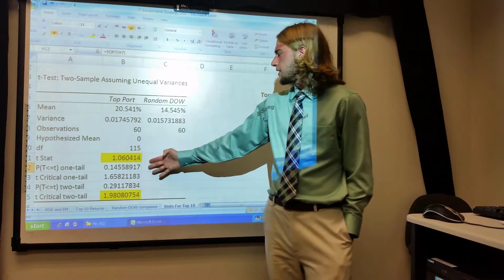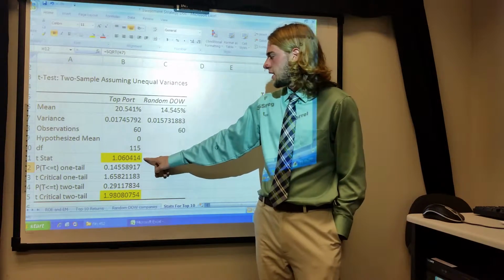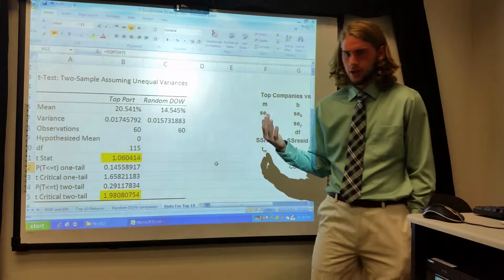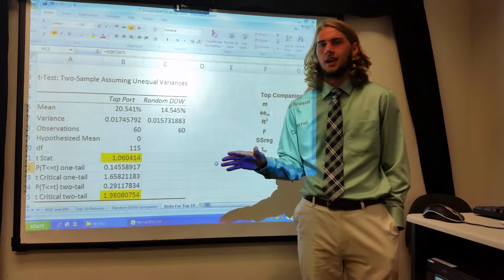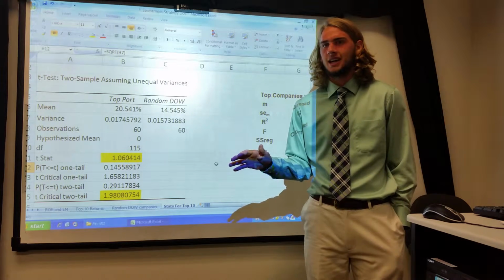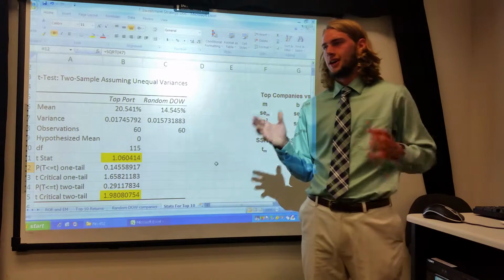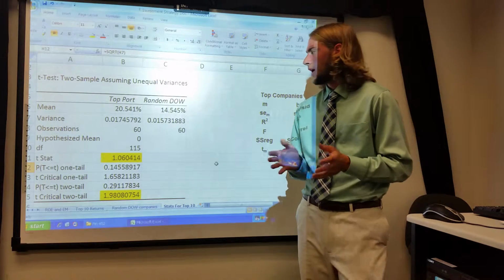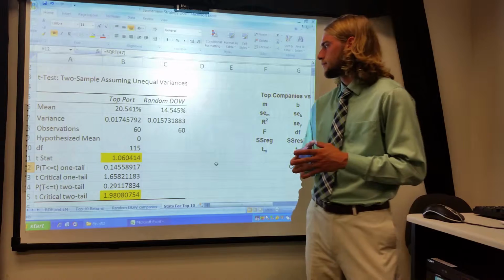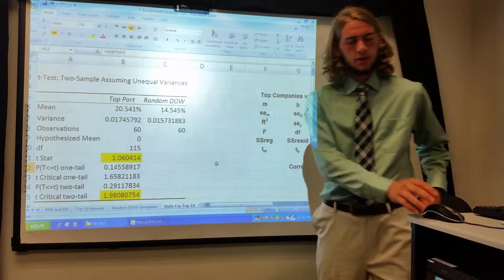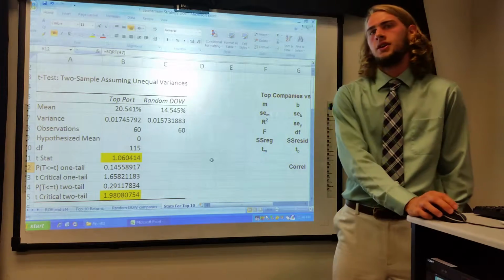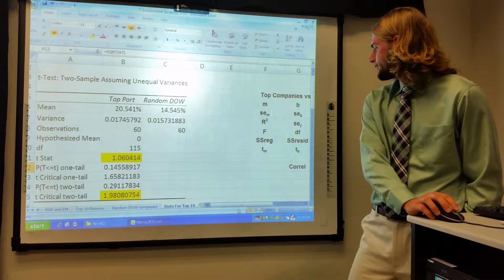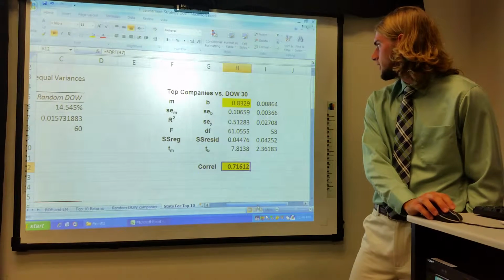And what this tells me, the t-stat is less than the t critical two-tail value, so there is not a statistically significant difference between the two, at least using the t-test. But I would still argue that A is far superior to B, no matter what the t-test says.